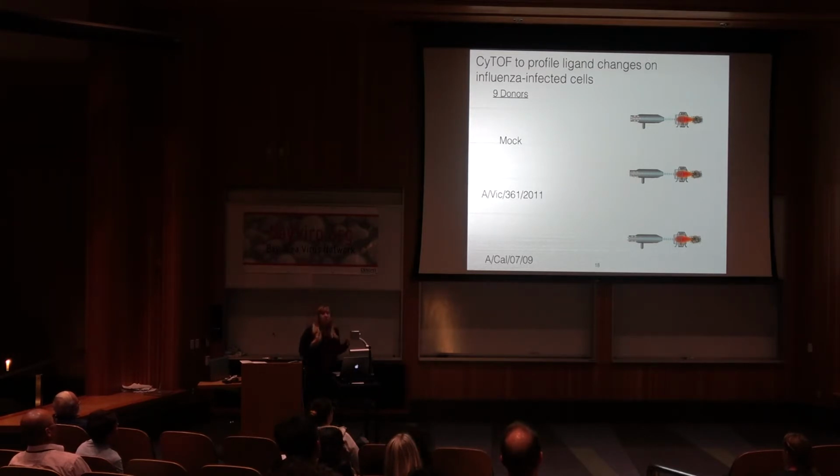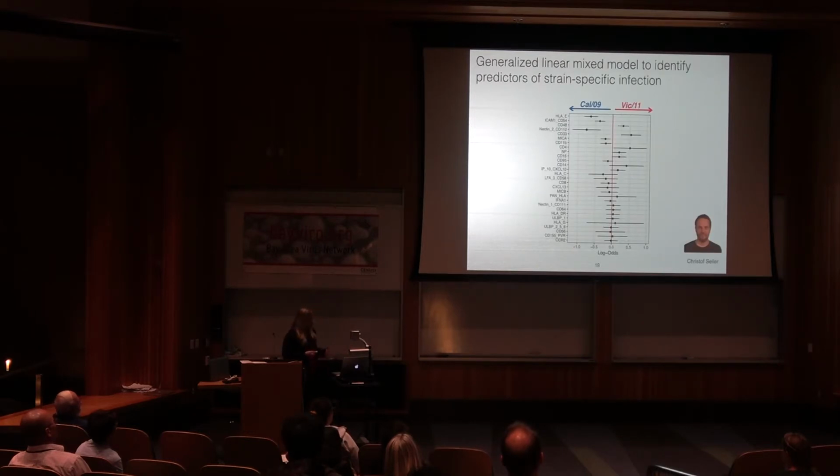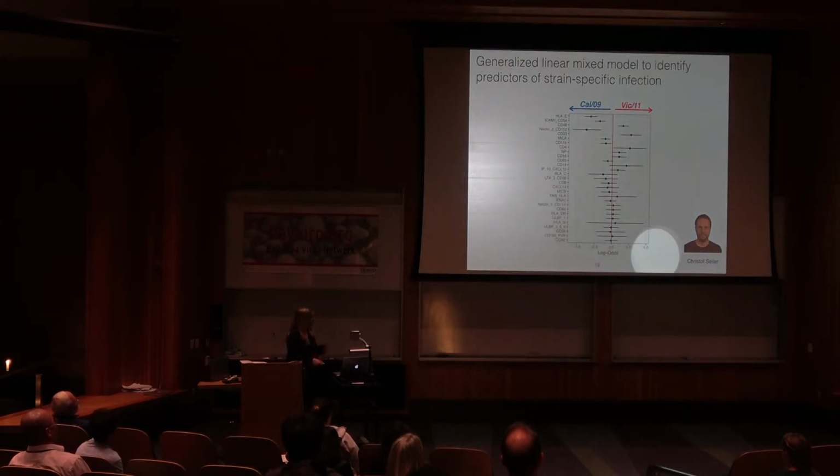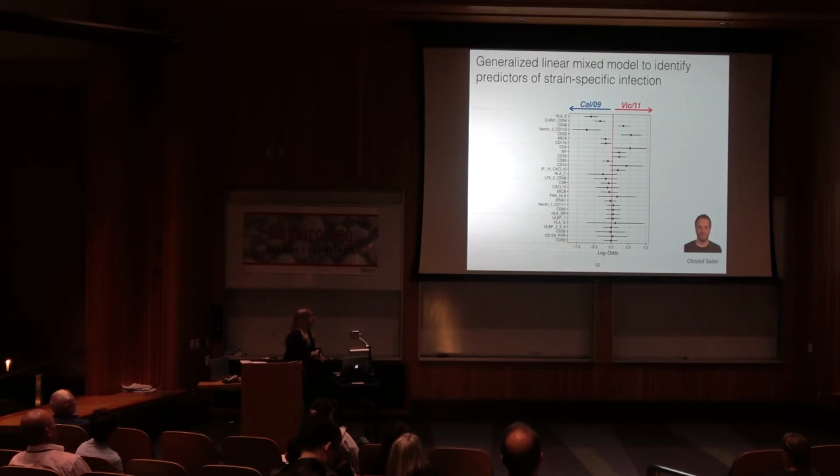So this generates a large amount of high-dimensional data. To interpret this data, we initiated a collaboration with Christoph Seller in the Department of Statistics. He built a generalized linear mixed model, which is an extension of logistic regression. It's able to evaluate which markers are predictive of infection, the Cal09 in blue on the left, or Victoria in red on the right, and this allows us to account for donor-specific heterogeneity.